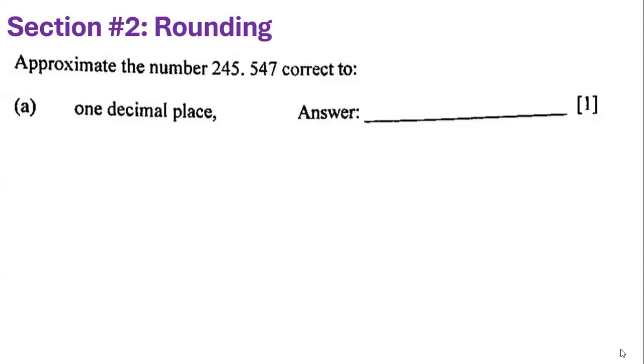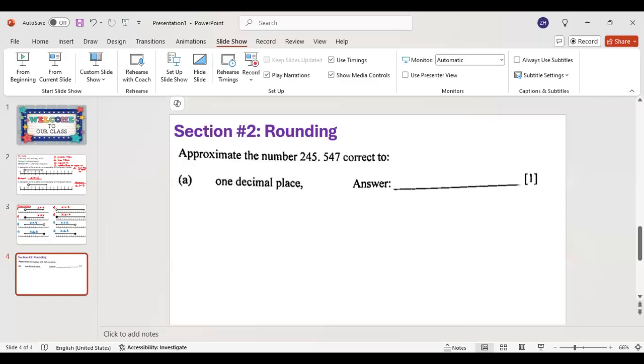This is the inequality thing again. So you want to approximate this number correct to the nearest 1 decimal place. What do y'all have for this one? I have 245.5, sorry, 0.55. Nope, it's not right.